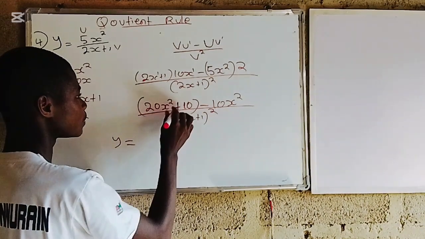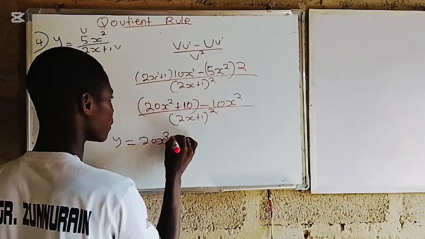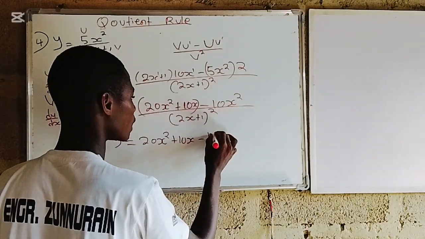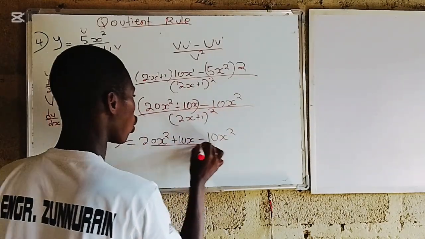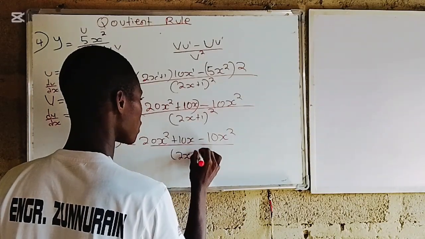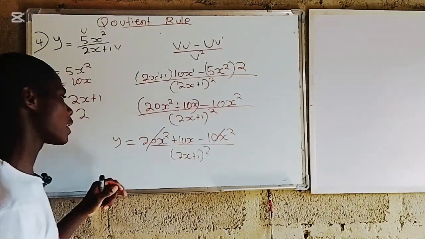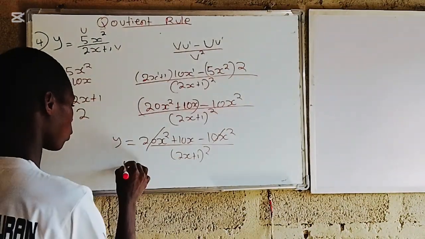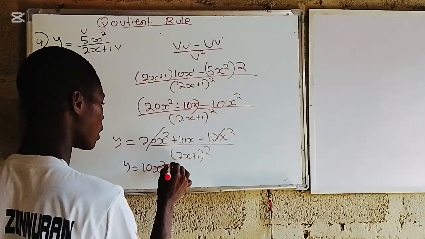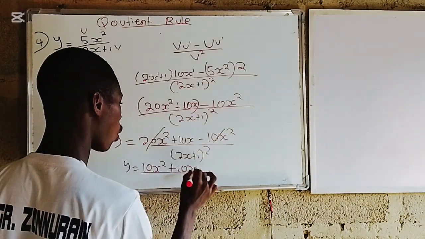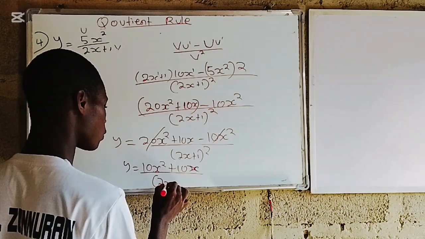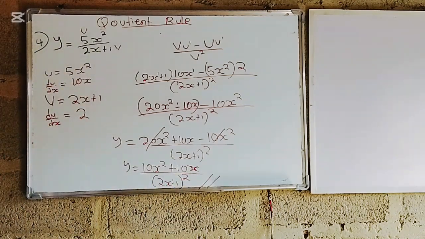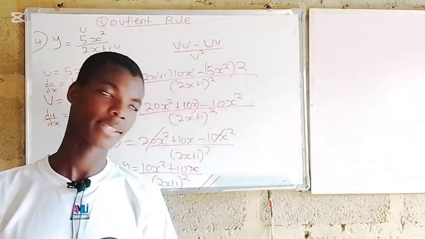At the end, I'll get 20x squared plus 10x minus 10x squared, all divided by 2x plus 1 squared. This will go with this. 20 minus 10, I'll get 10x. So this should now be y equals 10x squared plus 10x, all divided by 2x plus 1 squared. So this is the final solution to this question.